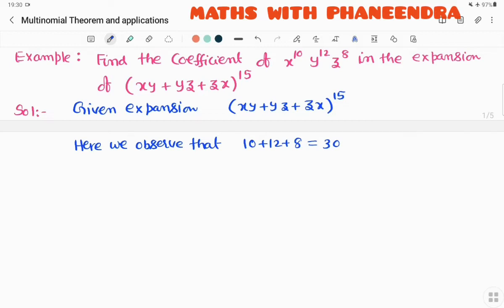But how will it be? Here I want only n1 plus n2 plus n3 value to be equal to 15. I want that. So how will it be? The powers of x also will be changed. So x1 power n1, x2 power n2, like this it will be there now. So how will we get it?